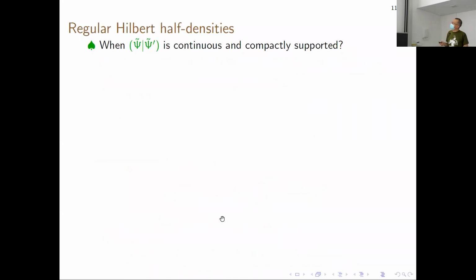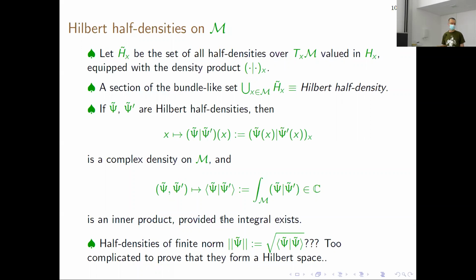So now I would like this complex density to be continuous and compactly supported, because then that integral, of course, exists, right? So now I will try to impose some restriction on these half densities in such a way that the resulting complex density is continuous and compactly supported on the manifold M.